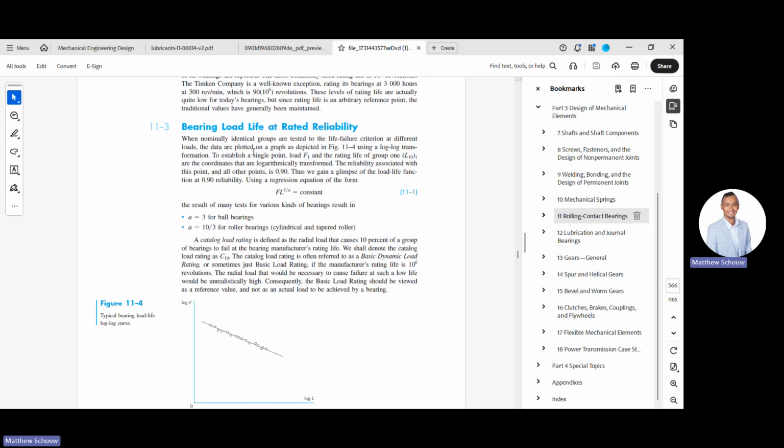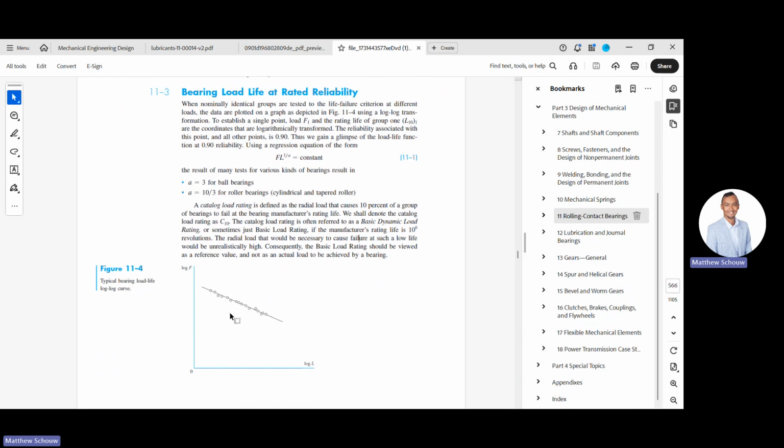So they say we normally identify groups of tested bearings to the life failure criterion at different loads. They plotted on two log scales over here, right? So let's say using a log-to-log transformation, a log curve to establish a single point F1, at the rating group of 1, that are coordinates are logarithmically transformed. The reliability associated with this point is 0.9. Thus, we get a glimpse of the load life function at 90% reliability, right? So we get that curve.